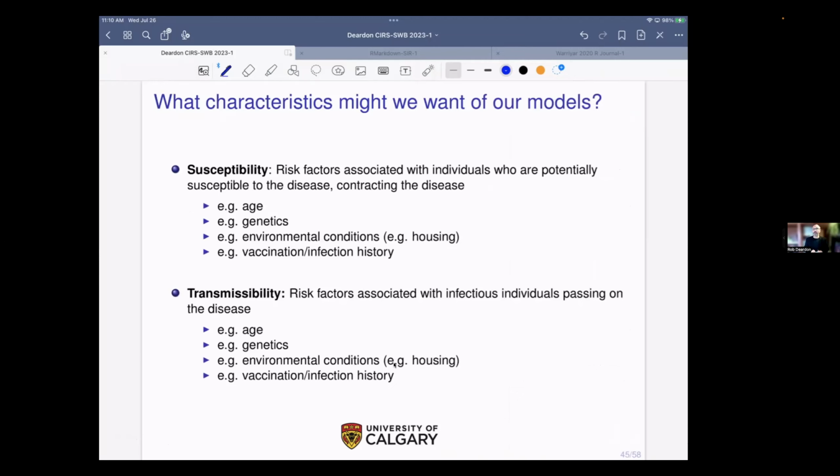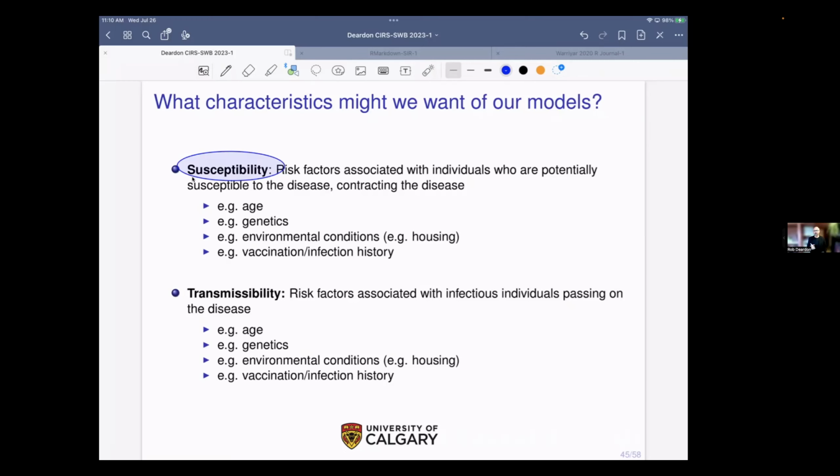Right? So what might we want to go into those models? What characteristics are going to be important? So one set of characteristics that you might refer to as susceptibility are risk factors associated with you getting the disease. Okay, so they could be things like age, could be things like genetics, could be environmental conditions, could be whether you were vaccinated, could be your infection history, right? And lots of other things we could write down.